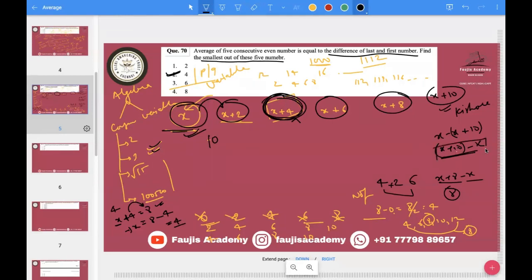We can do this one as well, but the thing will get complicated. And what did I tell you? Wherever things get complicated, we are not venturing there. If you take this one, the number is becoming negative. So x plus 10 minus x, which will give you 10. This is your average. What did I tell you? The middle number for any continuous number is an average.